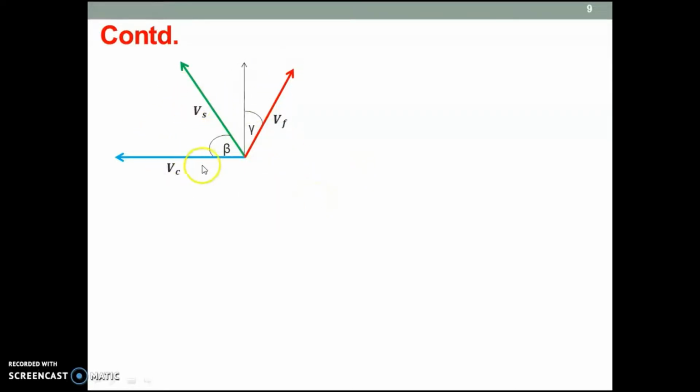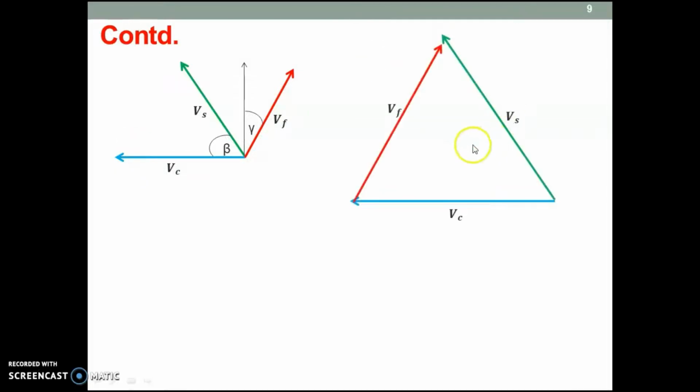For that, what you have to do? Simply take this VF velocity vector from this point to this point, or simply shift or stretch the chip flow velocity vector to this point. So it looks like this. VC, VS and VF all maintain their properties, but we are simply mapping or stretching to a different point so that we can form a vector triangle.